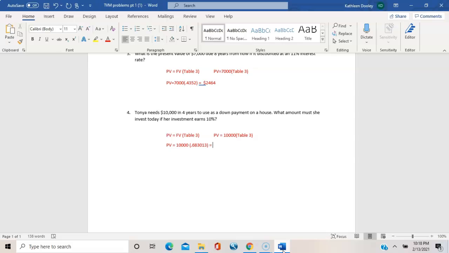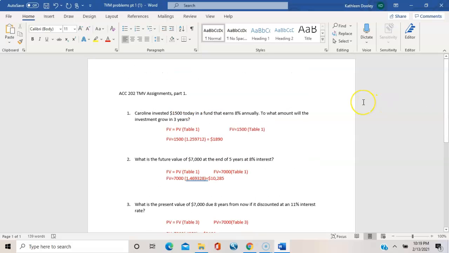Now we plug that into our calculator. We have 10,000 times 0.683013, and that gives us 6,830 as our answer. So she needs to put 6,830 in now, and then she waits for 4 years, and she would have the 10,000 sitting there, assuming that she did get 10% every year. So there are our answers to the TVM Part 1 problems.